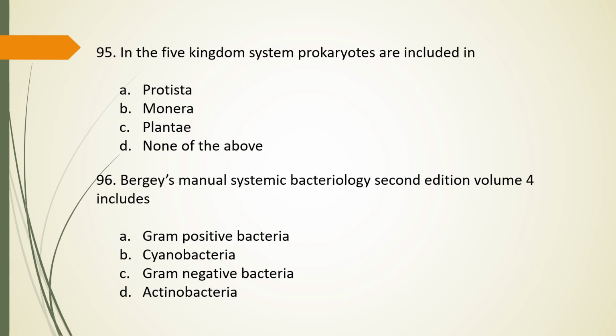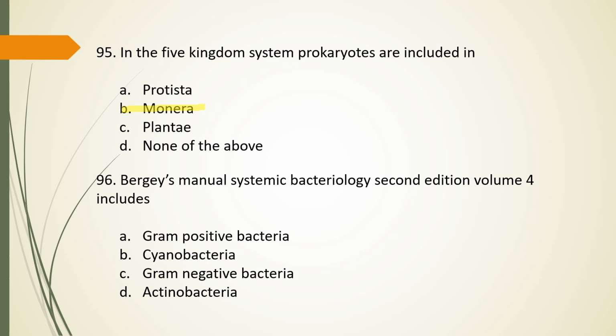Question number 95. In the five kingdom system, prokaryotes are included in option A Protista, B Monera, C Plantae, D none of the above. The correct answer is option B Monera. The kingdom Monera includes all prokaryotes, which are unicellular organisms that lack a well-developed nucleus and advanced cell organelles.